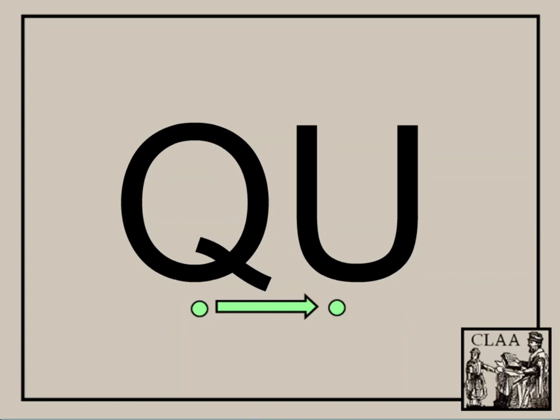And lastly, we'll read a syllable that begins with the consonant Q and ends with the vowel U. Point to the green dot under the consonant Q and read this syllable with me. Ku, ku, ku.